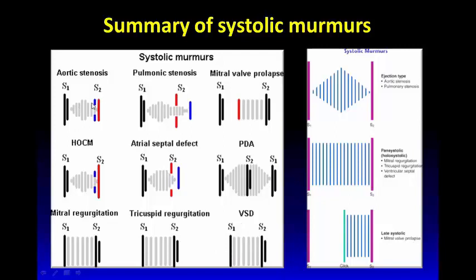The murmur of aortic stenosis sounds like "look stop, look stop." So the murmur is diamond shaped. It has a crescendo-decrescendo profile, whereas in the pansystolic murmurs of mitral regurgitation, tricuspid regurgitation, and the ventricular septal defect, the intensity of the murmur is almost uniform all through systole. The murmur of mitral regurgitation sounds like "lup-shh-dub, lup-shh-dub."